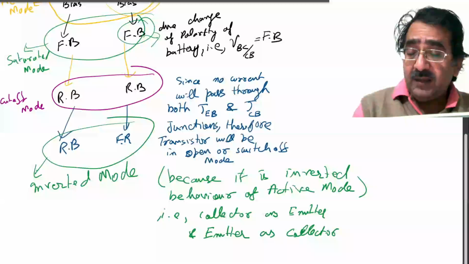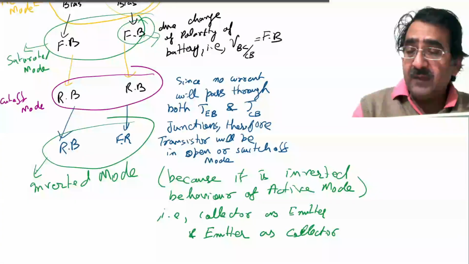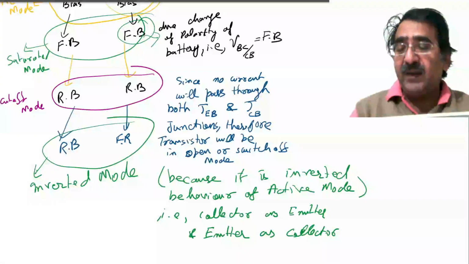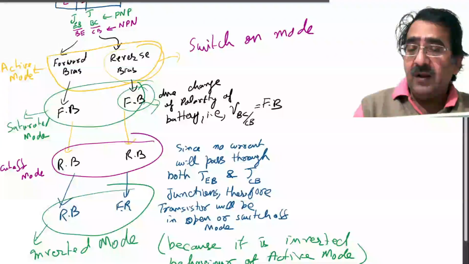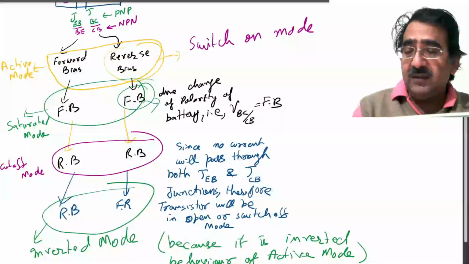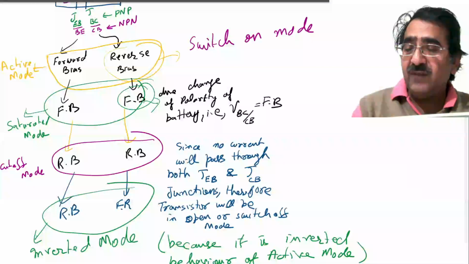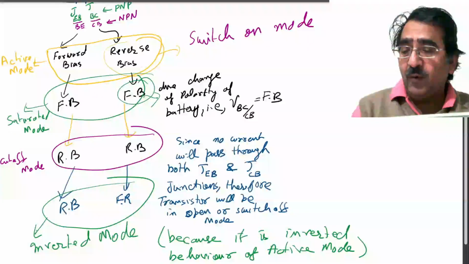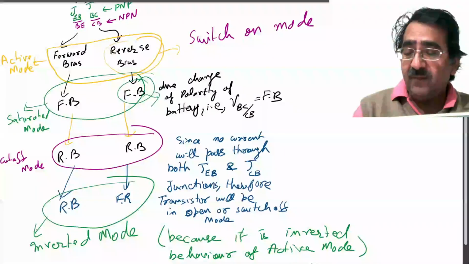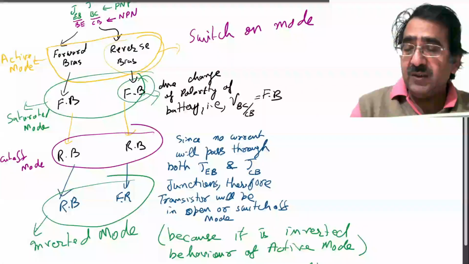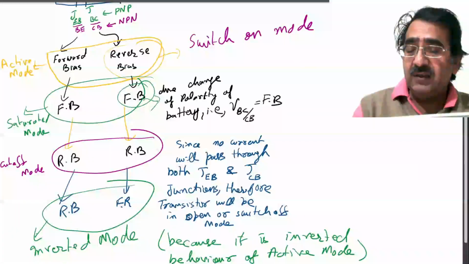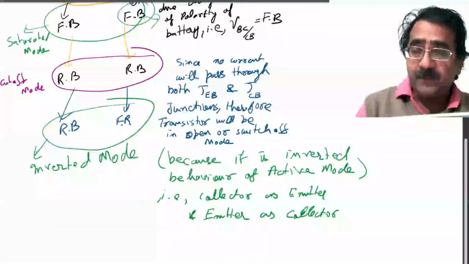In inverted mode, the junction that was forward biased in active mode becomes reverse biased, and the reverse biased junction of the active mode becomes forward biased. This is the inverted form of the active mode. The junction which was forward biased in active mode becomes reverse biased in inverted mode, and the one which was reverse biased in active mode becomes forward biased.